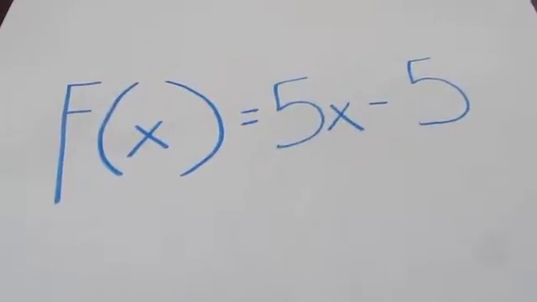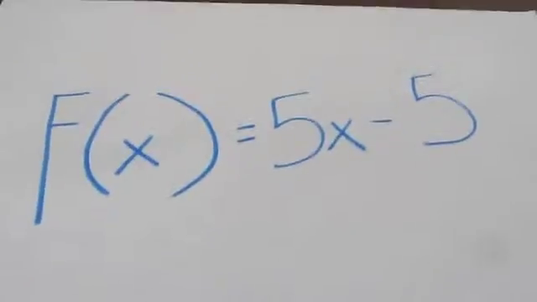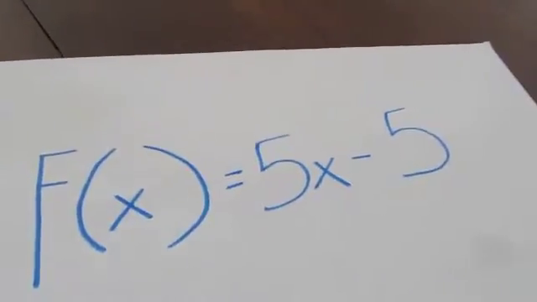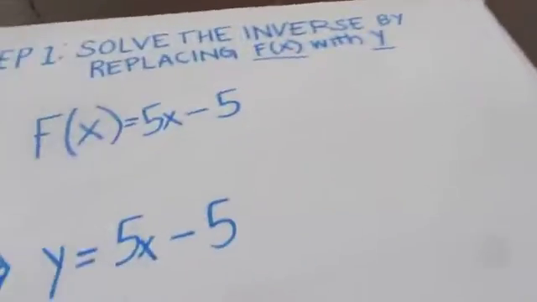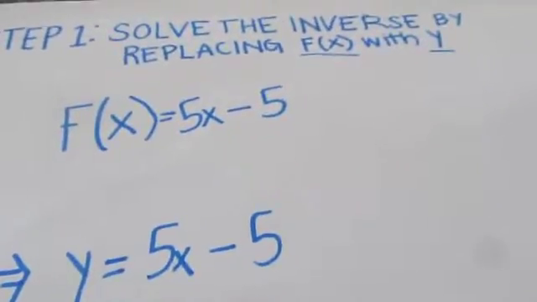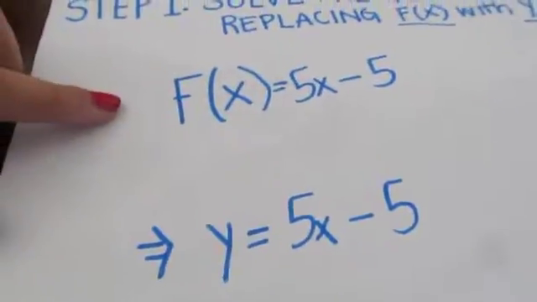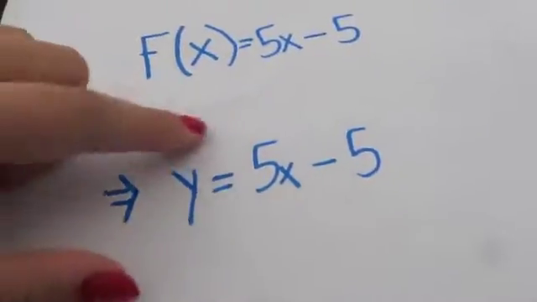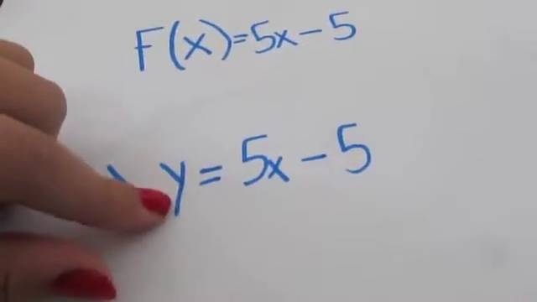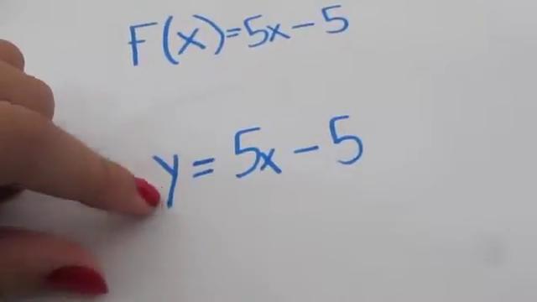So the function that I'll be solving today is 5x minus 5. The first step is to solve the inverse by replacing the function with y. Here's the original problem. Now we have to switch y into there. So it'll be y equals 5x minus 5.